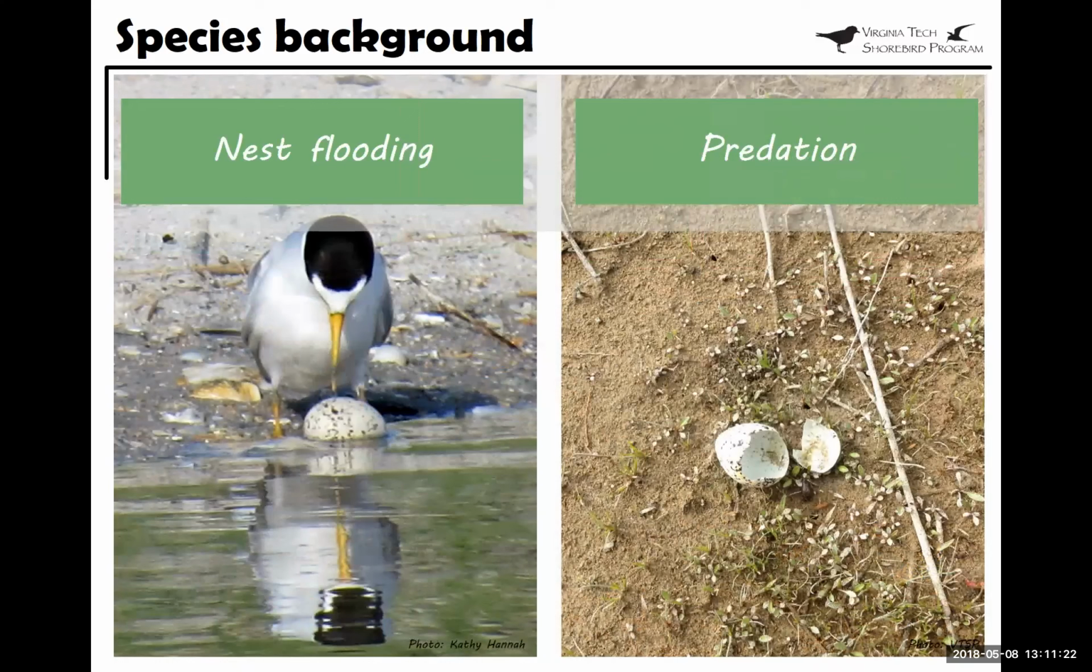Common causes of nest failure for both species are flooding and predation. Because they're located directly on the ground, eggs and chicks can be washed away or flooded as river flow increases. Common nest and chick predators are coyotes, raccoons, owls, crows, and mink.